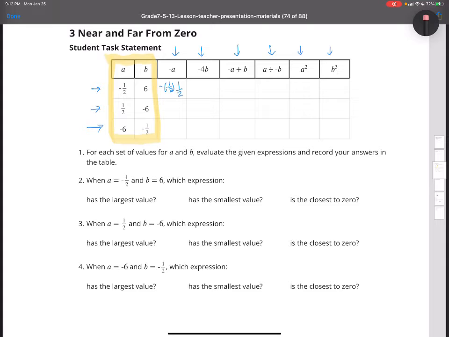So let's look at the next one. I see a positive 1/2, so it'll be a negative 1/2 in this case. And for A, it's a negative 6, so it'll be a positive 6. For the next row, it says negative 4B. So it will be negative 4 times 6, which would be negative 24. And then the next one, we have negative 4 times negative 6, which would be a positive 24.